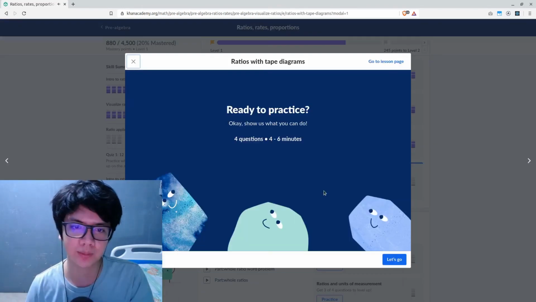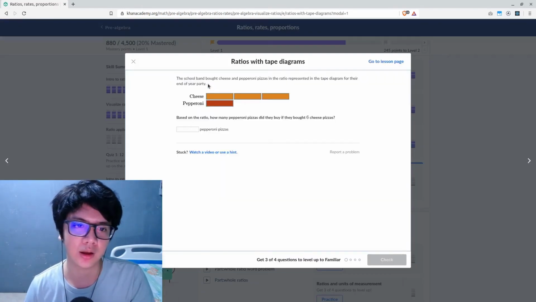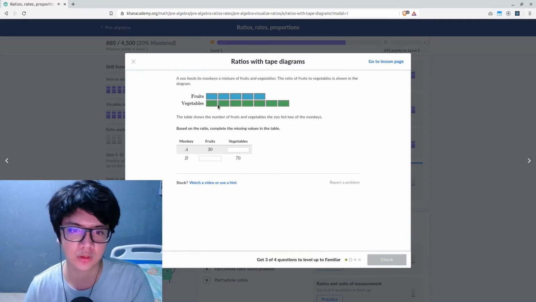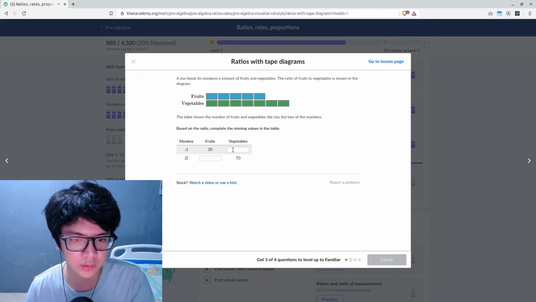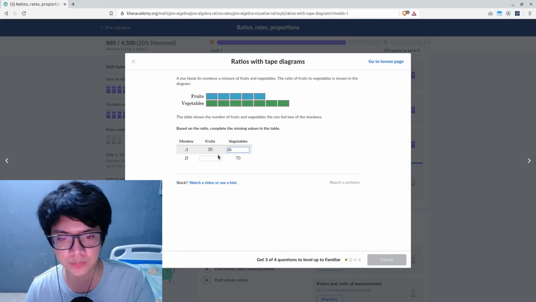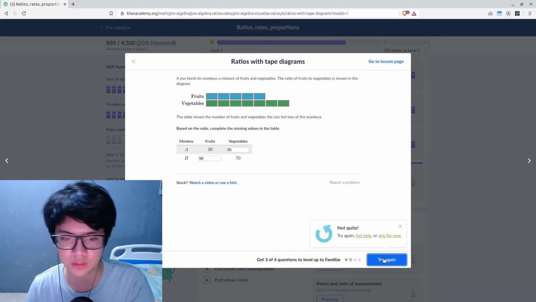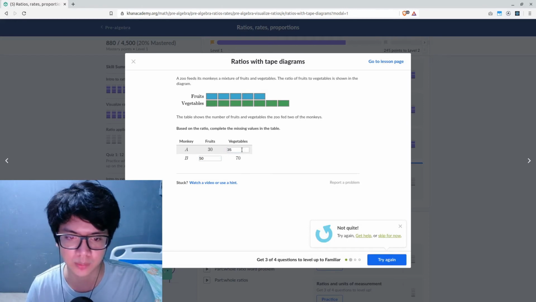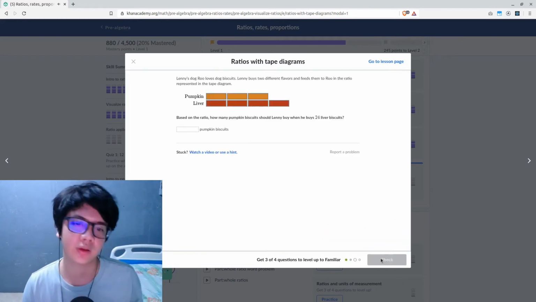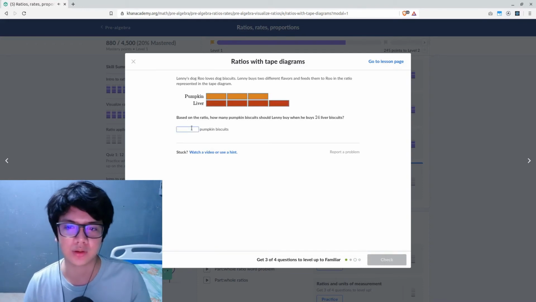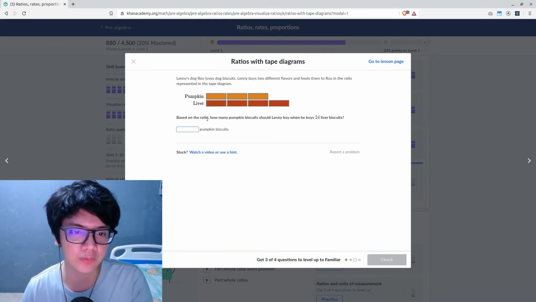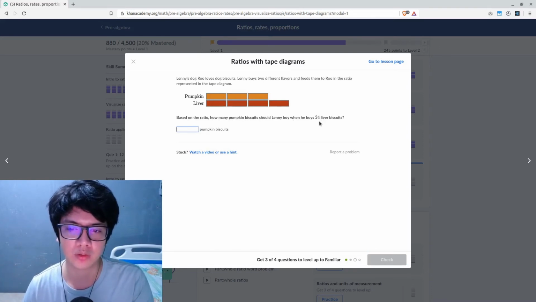Ratios with tape diagrams. Let's see. Okay, so 3 to 1. Okay, 2 pepperoni pizzas. That's this 5 to 7. 35. 50. Oh my god. Okay. But you know how many pumpkins should Lenny buy when he buys 24 biscuits? 24. It's gonna buy 6. 3 times 6, 18.